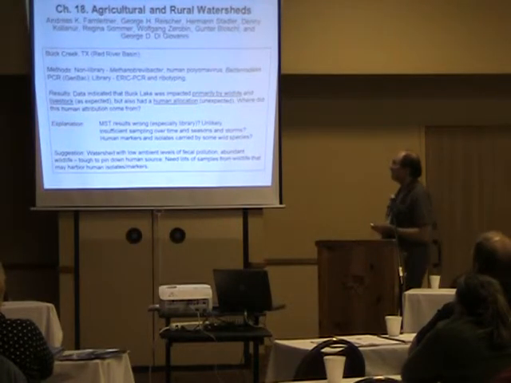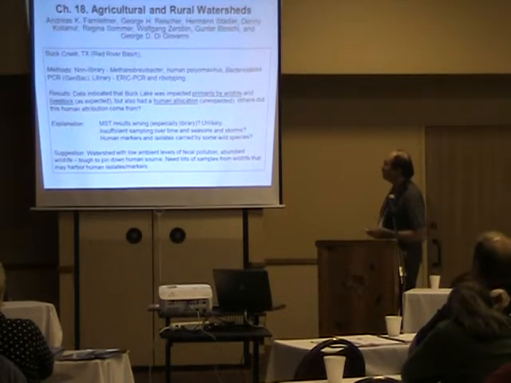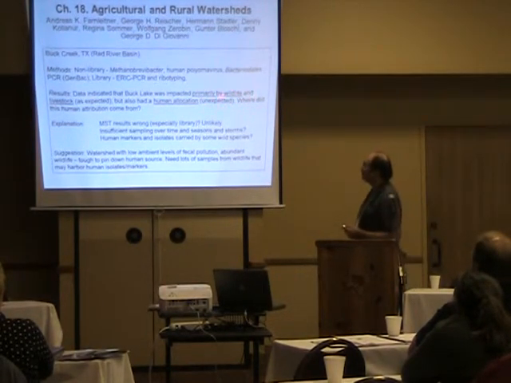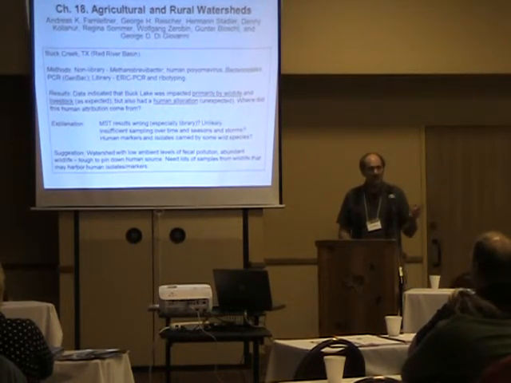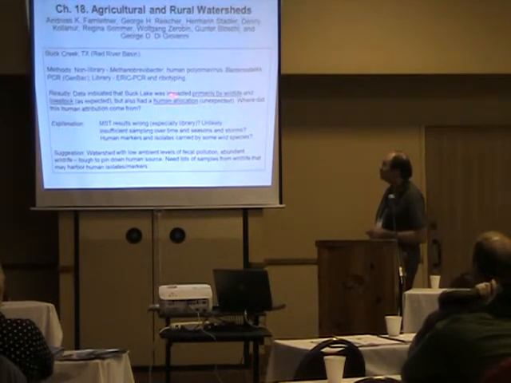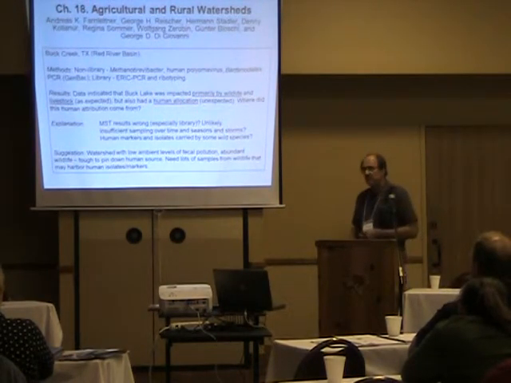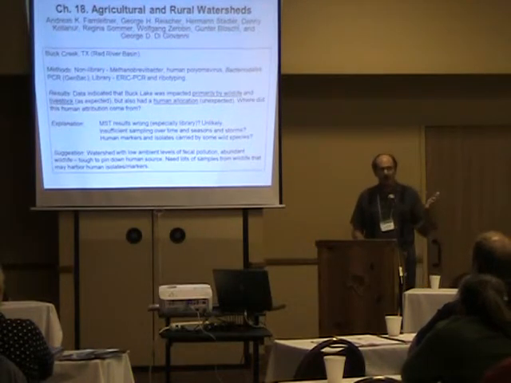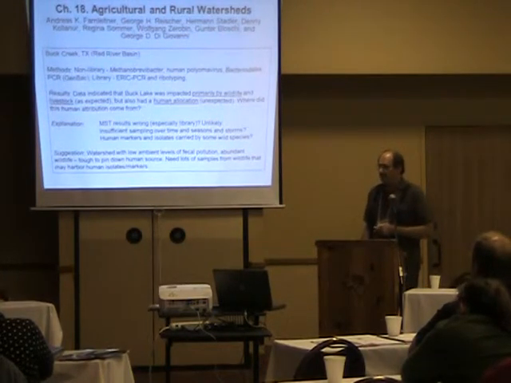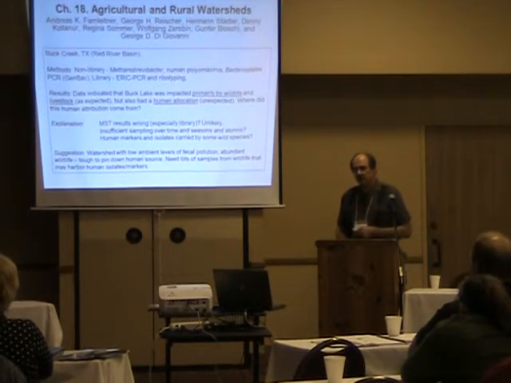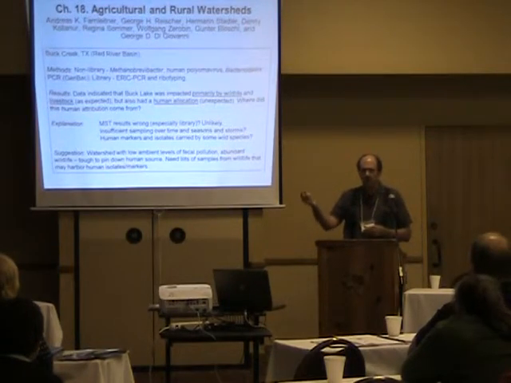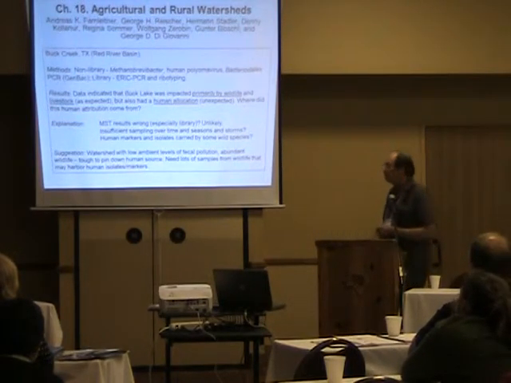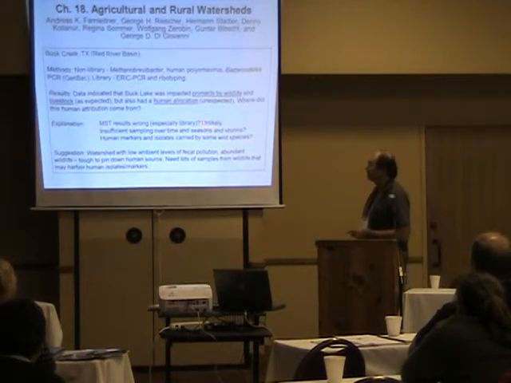Many of the same methods, a combination of library-independent and library-based. Results indicated Buck Lake was impacted primarily by wildlife and livestock as expected, further giving you confidence in the source tracking results. But it also had a human allocation that was unexpected. Where's that coming from? Well, in my experience, the library-based methods tend to overemphasize the human contribution rather than underemphasize it. So we've already ruled out that George didn't mess up, right?